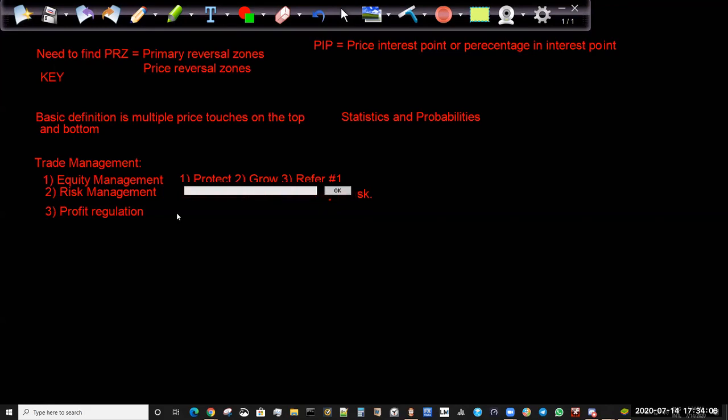Your profit regulation is your break-even point or your stop profit. Break even all that means is that you have taken a minimum amount of profit that covers your commission and your spreads, so that you're not negative in your trade. A stop profit is when you move your stop loss up to your break-even point to cover that.